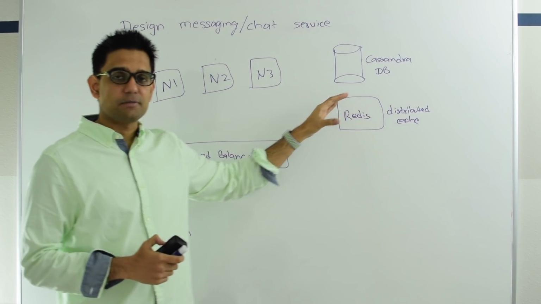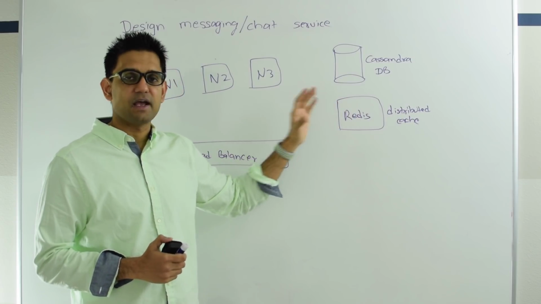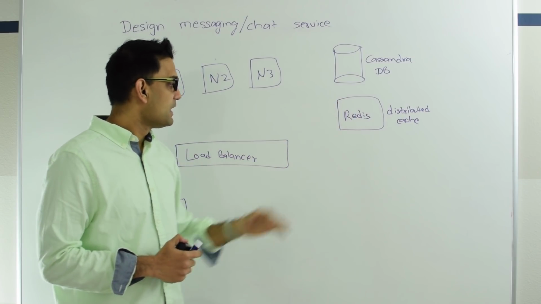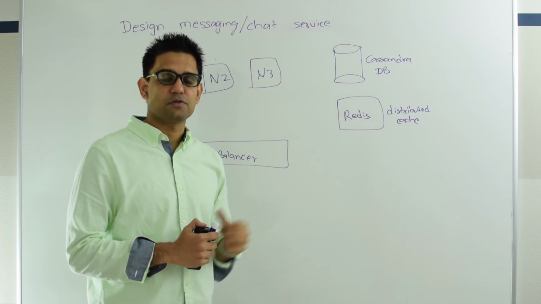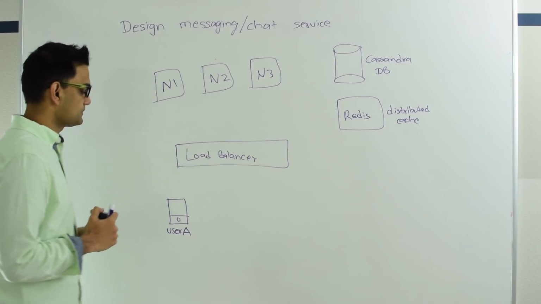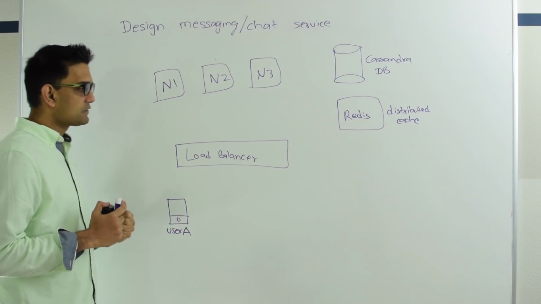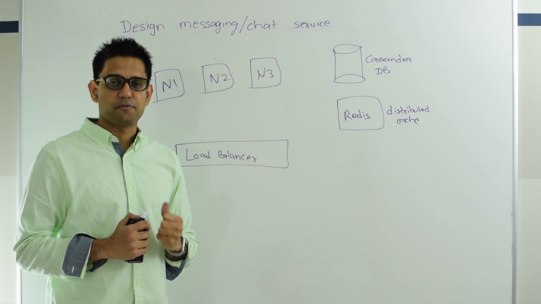You're going to have a database. I'm going to use Cassandra, which is my favorite database, but you could use any other database. And for distributed cache, we're going to use Redis, which is going to store temporary information for the user. So next, let's talk about what happens when the user logs in for the first time into Facebook.